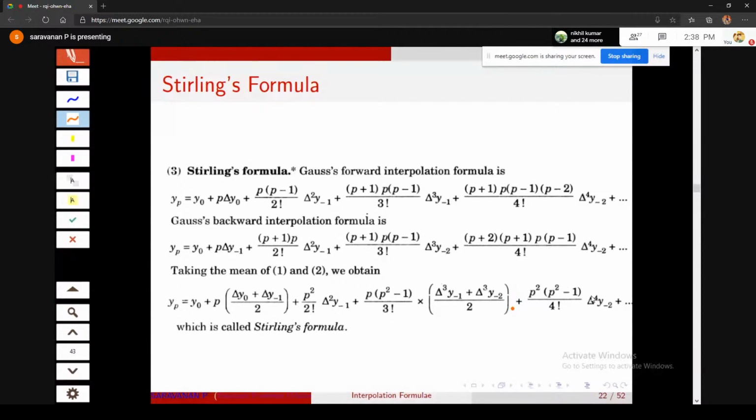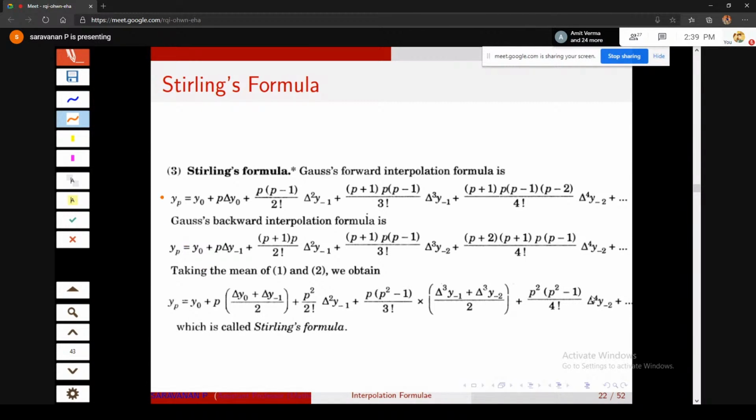Then next comes Stirling's formula. Stirling's formula is used if you want to compute near the center. We have already seen near the beginning and near the end. Suppose it's near the center, then we'll be using Stirling's formula. There are a few more formulas, called Bessel's formula, Everett's formula and others, but in your syllabus only Stirling's formula is included, so I am teaching only this.